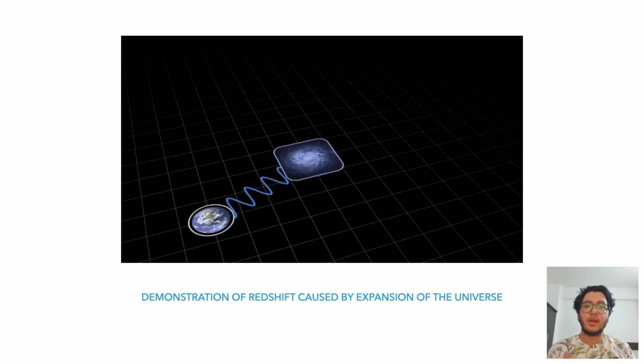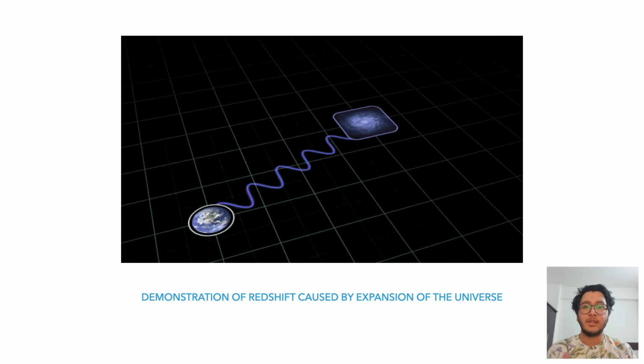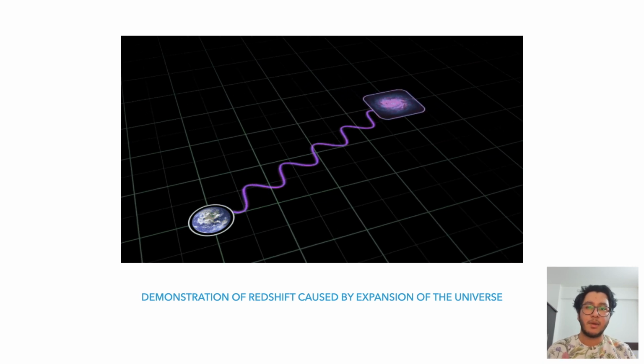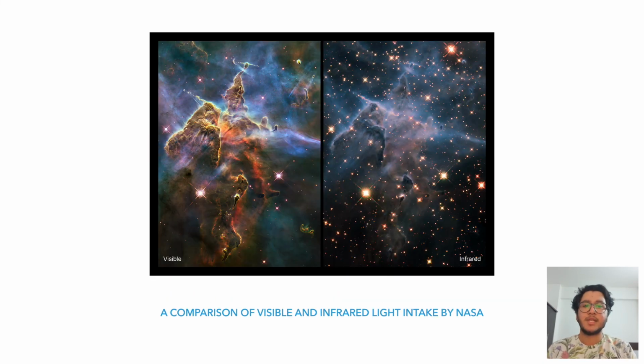So here's a video demonstration of how redshift actually occurs in space. As you can see, the space is expanding between the galaxy and the Earth. So the wavelength of the light coming from the galaxy expands and it becomes red. And the experiments scientists have done also back this up. So here's an image comparing the light captured in the visible spectrum and the infrared spectrum. As you can see, the infrared spectrum could capture more of the stars and more of the light coming from stars and planets, compared to the visible light, which has a lot of dust clouds.